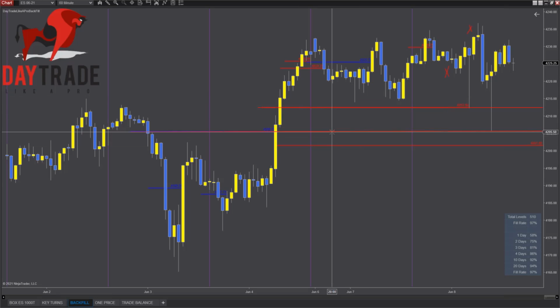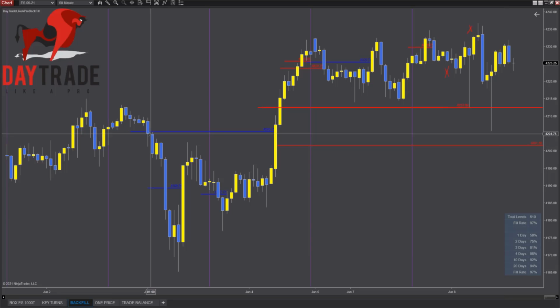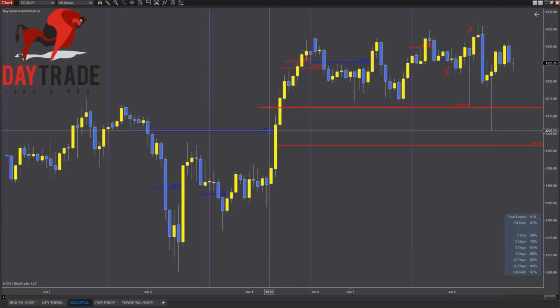But yes, this is an example of what I've been showing here, that we have backfill at 0575. It comes back up. What did I say? It can do 2 things. It can reverse or it can blow through it. It blew through it. It came right back, tested it to the tick, and then took off.